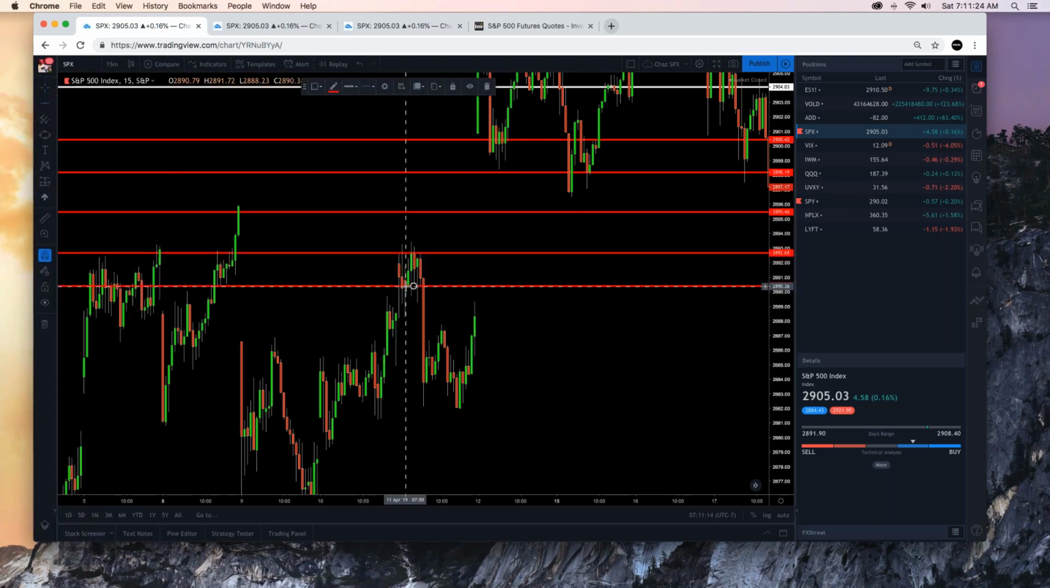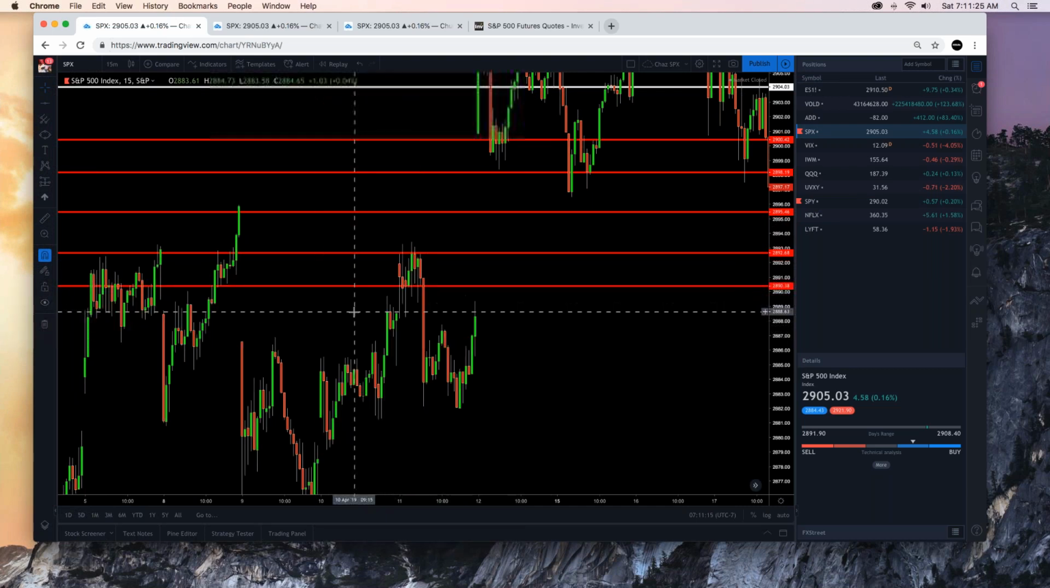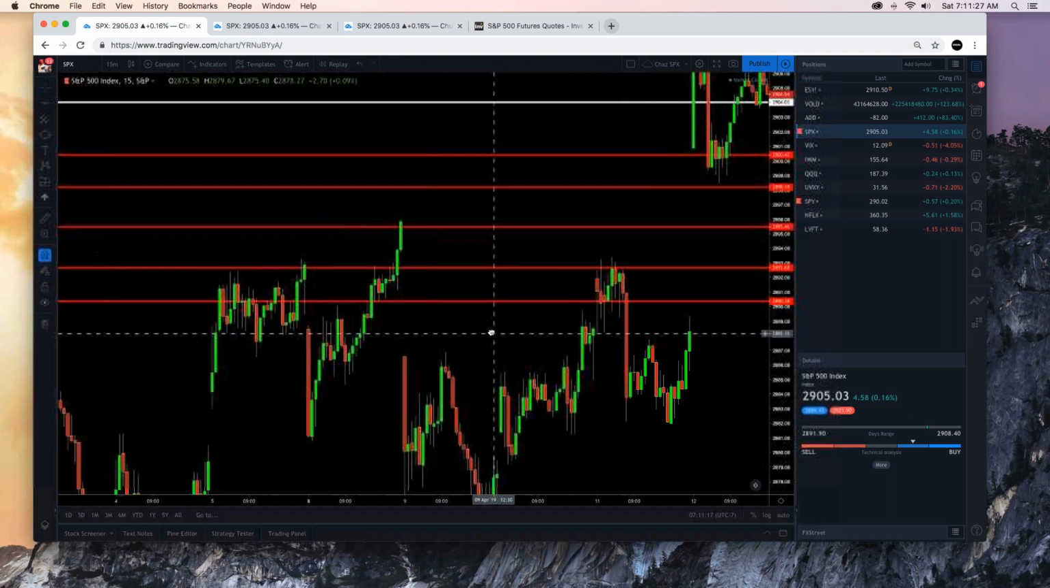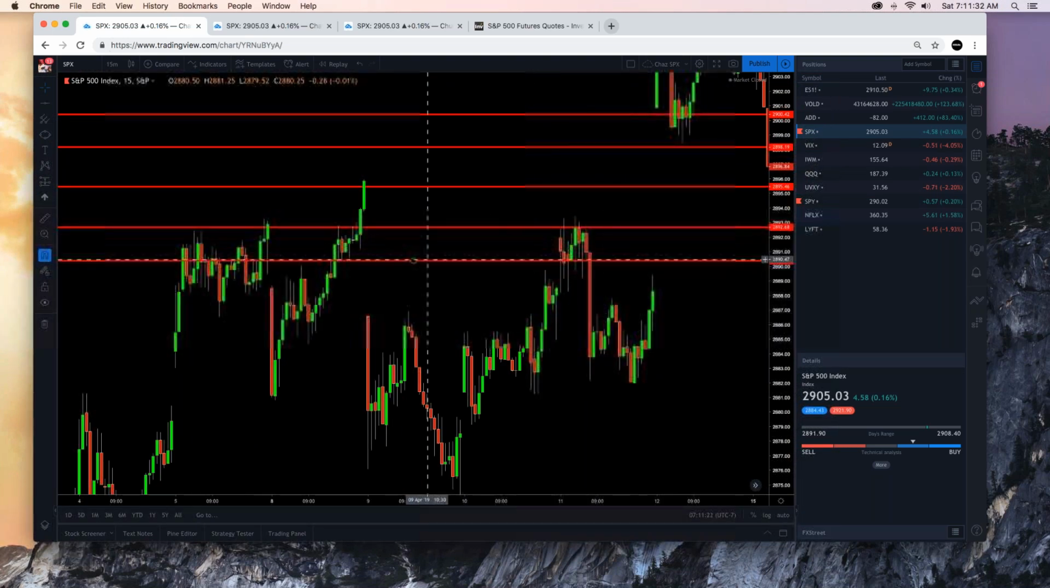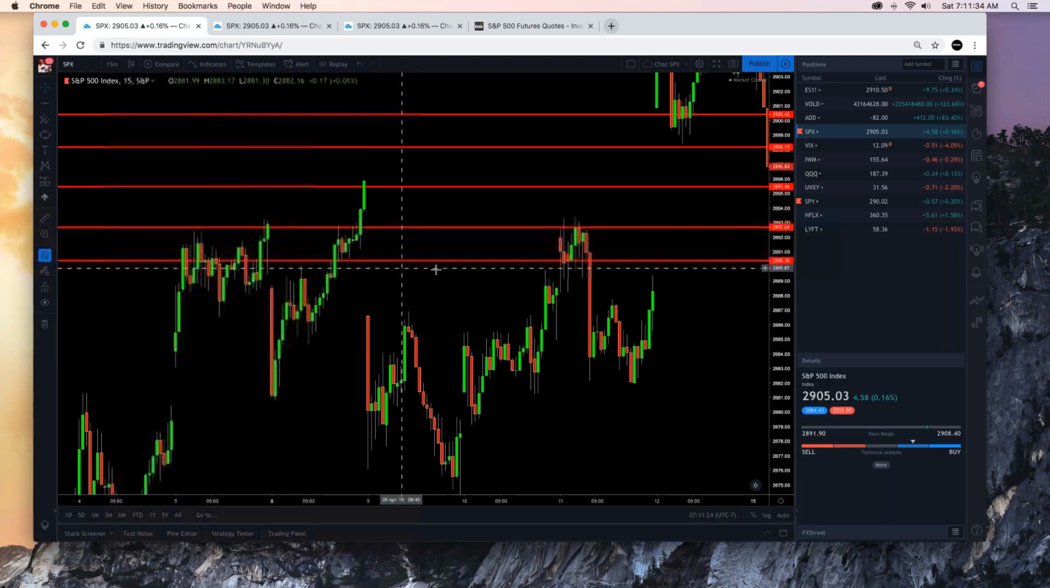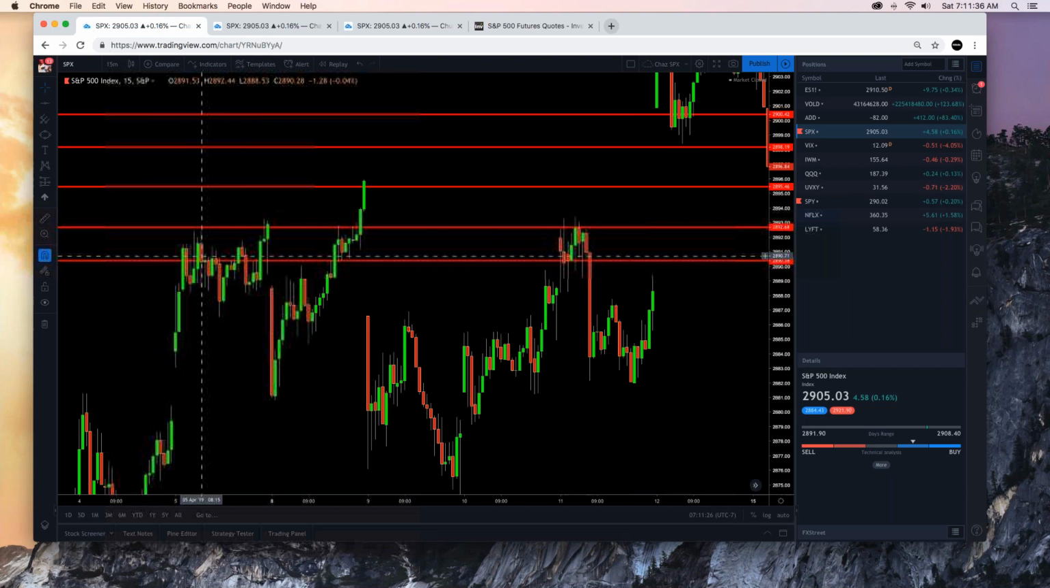But this level right here, as you can see to the left, let me zoom in just a little bit. Pull it over to these days. This is April the 4th through the 11th. Look at all the congestion at that level, at that 2890 level. Right there.